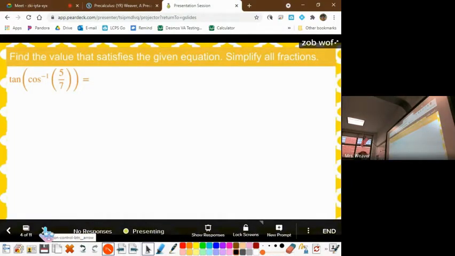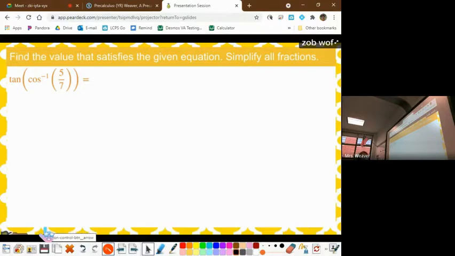Okay, so find the value that satisfies the given equation, simplify all fractions. That's the wording that you're going to see on the test and in the study guide, so I just went ahead and used it here in our notes so you'd understand. It just wants us to find the answer to that equation. Okay, so let's do it. It would like the tangent of the angle whose cosine is 5 over 7. Okay, it wants the tangent value of the angle whose cosine is 5 over 7.